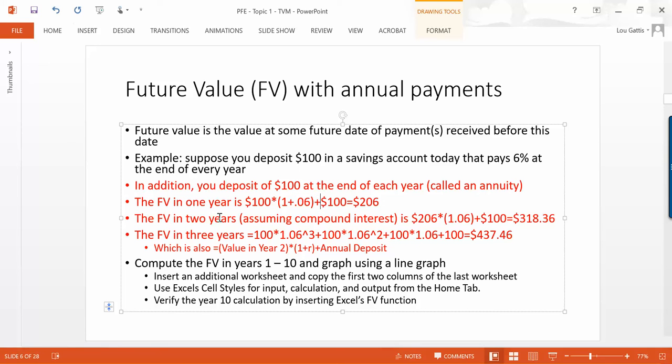At the end of 2 years, you'll have that 206 from the prior year. That'll gain interest, so that'll turn into 218, plus another $100 investment, 318. In year 4, you'll have that 318 earning interest, plus put another $100, you'll wind up with 437. So to calculate that, that's a little more difficult to do. So we're going to do that in the next worksheet.